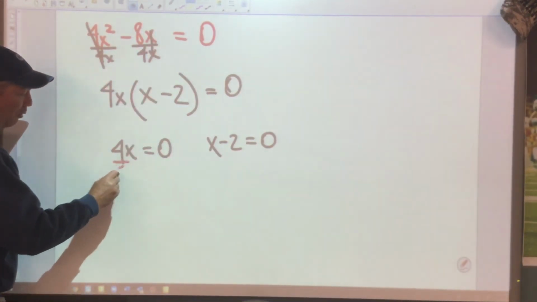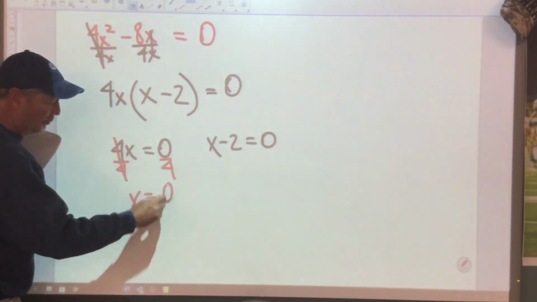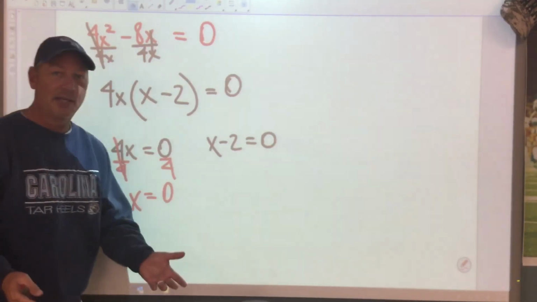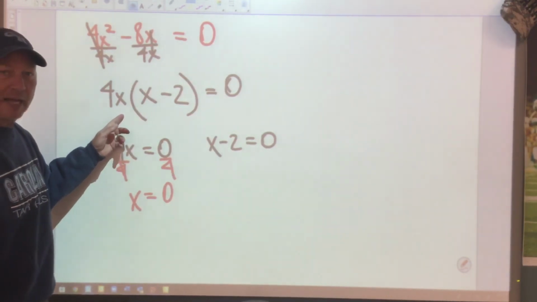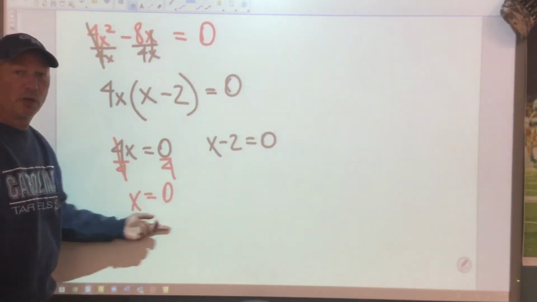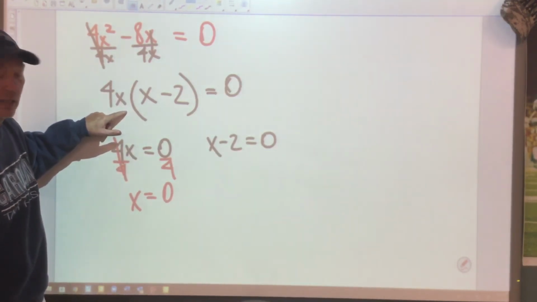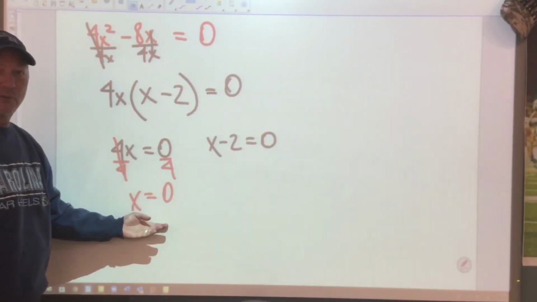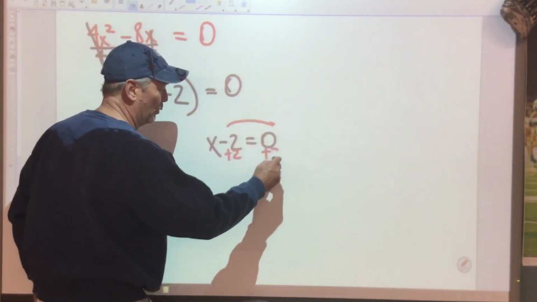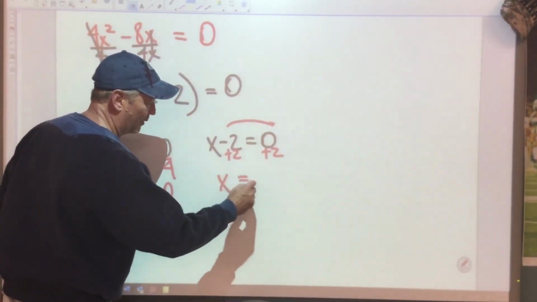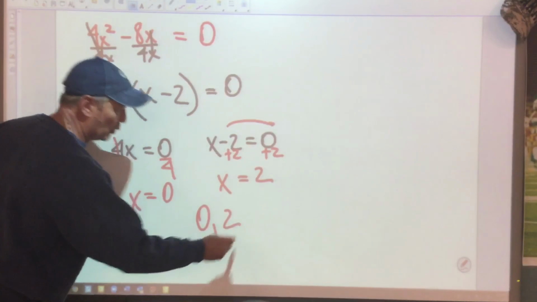We're going to divide by 4, and we're going to find out that x equals 0. Let me give you a hint. Anytime that you factor out a variable as your greatest common factor, you will end up with a 0 as one of your solutions. Move this. We're going to say plus 2, plus 2. That will equal x equals 2. My two solutions are 0 and 2.